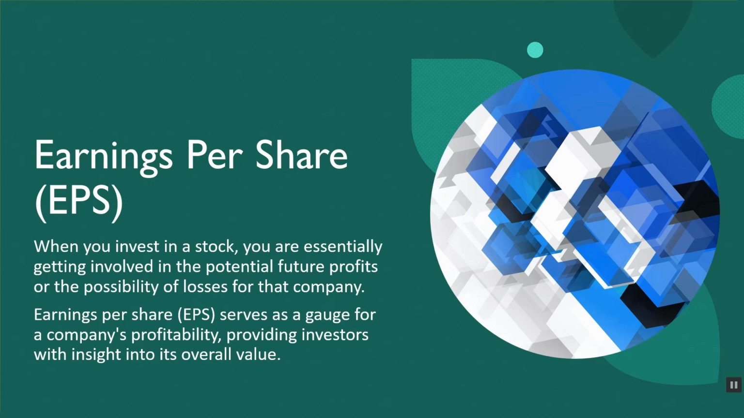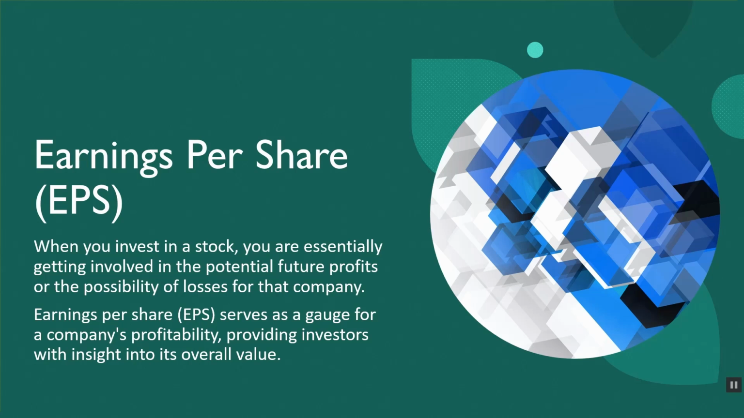Here's an analogy. Picture a pizza that represents a company's profits. The whole pizza is the total earnings of the company. Now, if you divide that pizza among the shareholders, each slice representing one share of stock, the size of each slice would be analogous to the earnings per share. So, if the company makes more money, which means the pizza gets bigger, each shareholder gets a larger slice, which means a higher earnings per share.